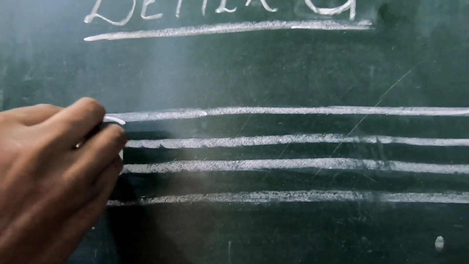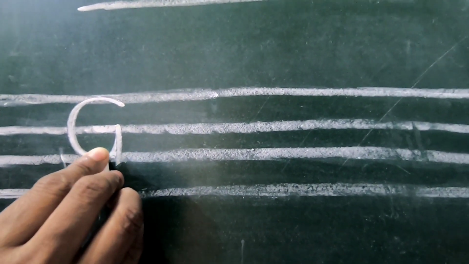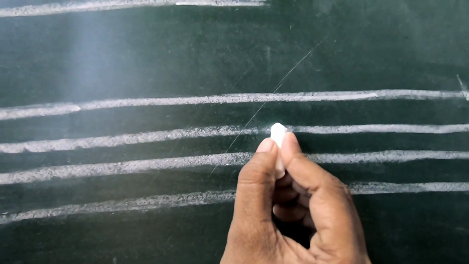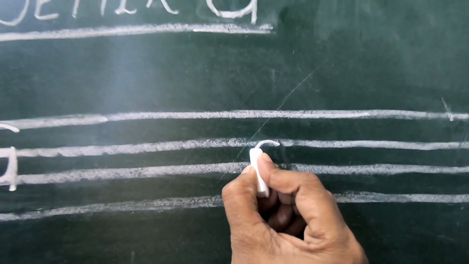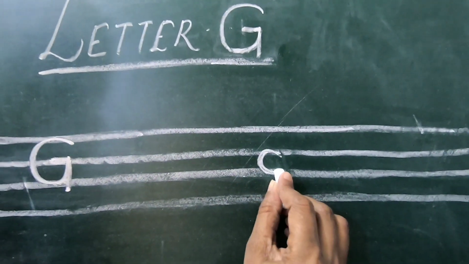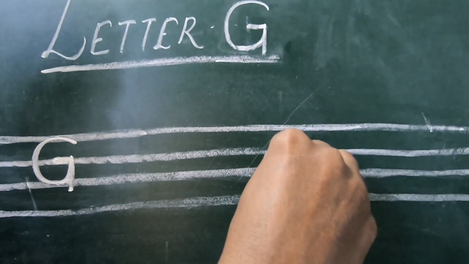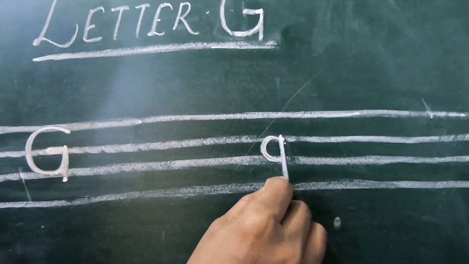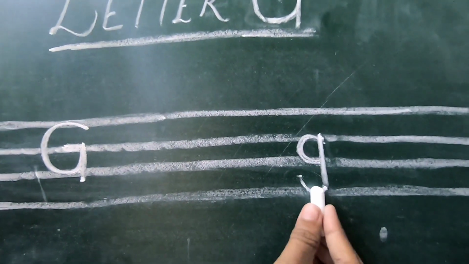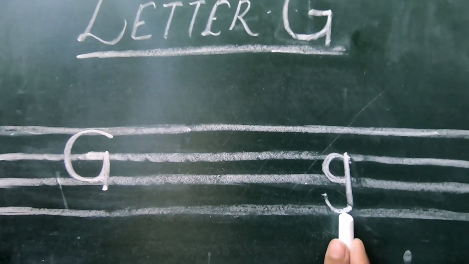Okay, just make a curve, go upward up to the waistline, then make a slipping line and then come down with a standing line. This is capital G. Now we are going to make small g. For small g we have to make a small curve, left curve from waistline to baseline, then go upward, come from the same line downwards and then take a turn left side. Stop. This is small g. Capital G and small g.